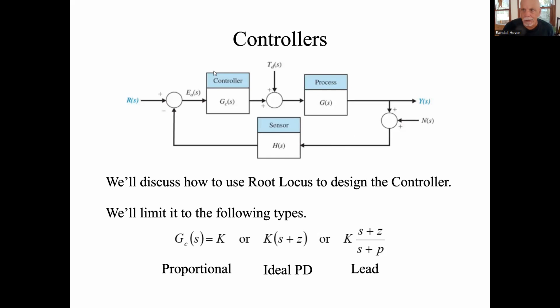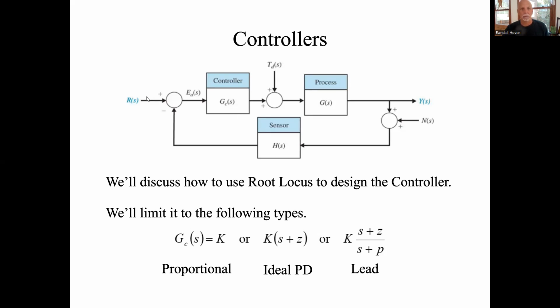Now we're going to talk about controllers in this sort of classic feedback loop. Here's the process, and we take the process as a given and the sensor as a given. The process has an output Y. We sense it. It might have noise on it. And R is what we want Y to be. And here's where we put the controller.